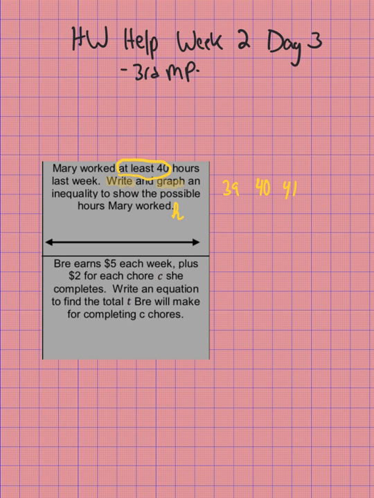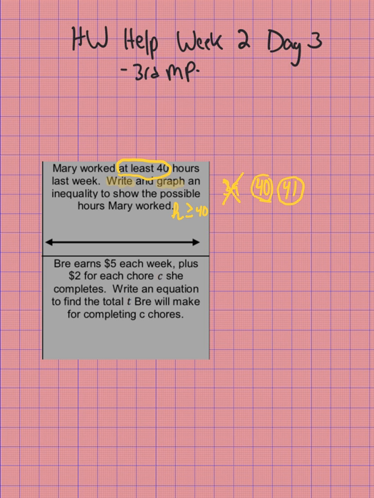At least 40 means the lowest it could be is 40. It cannot be any lower. That's what at least 40 means. So it can be 40, and it can be more than 40. So her hours has to be greater than or equal to 40. All right, so that's our inequality. H, or whatever variable you used, is greater than or equal to 40.